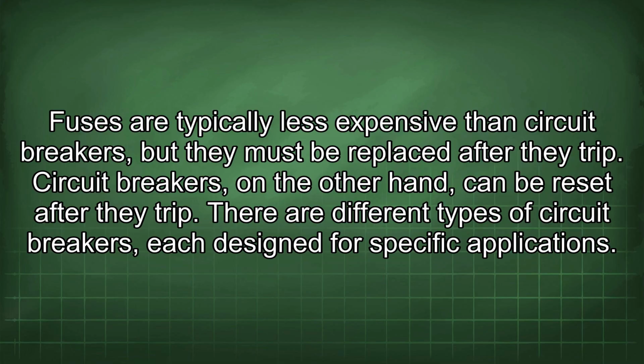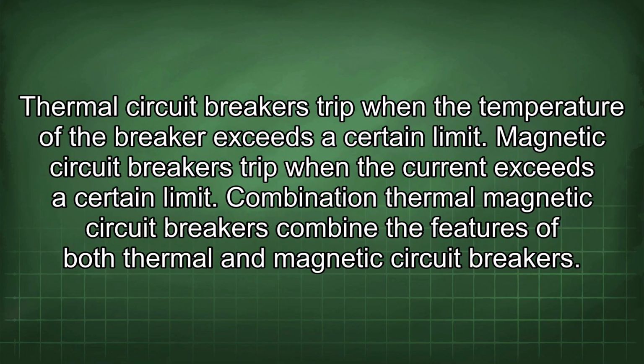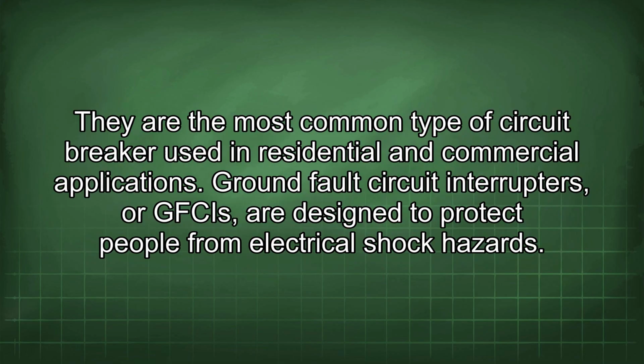There are different types of circuit breakers, each designed for specific applications. Thermal circuit breakers trip when the temperature of the breaker exceeds a certain limit. Magnetic circuit breakers trip when the current exceeds a certain limit. Combination thermal magnetic circuit breakers combine the features of both thermal and magnetic circuit breakers. They are the most common type of circuit breaker used in residential and commercial applications.